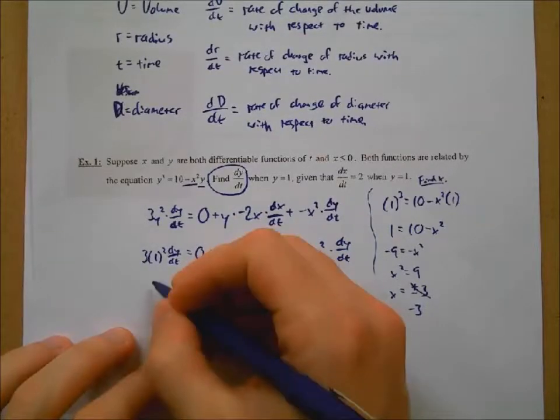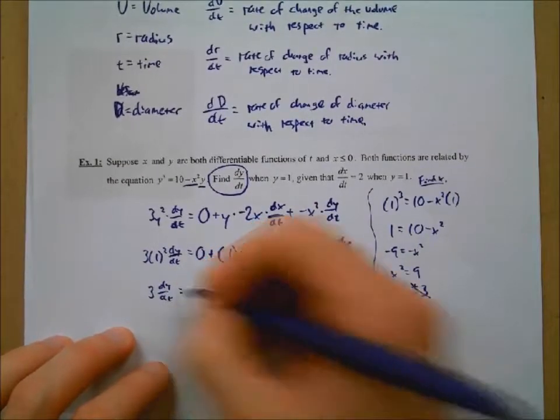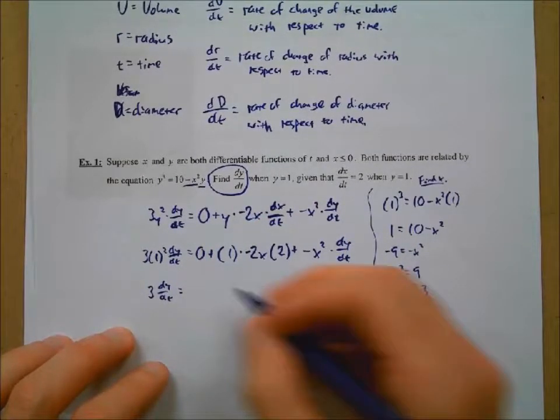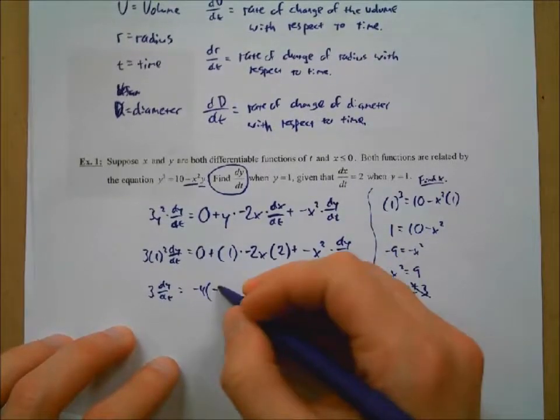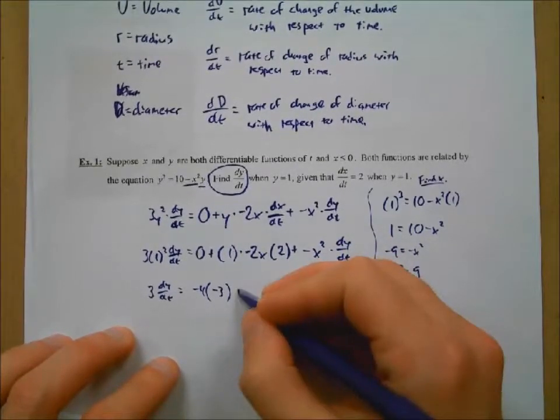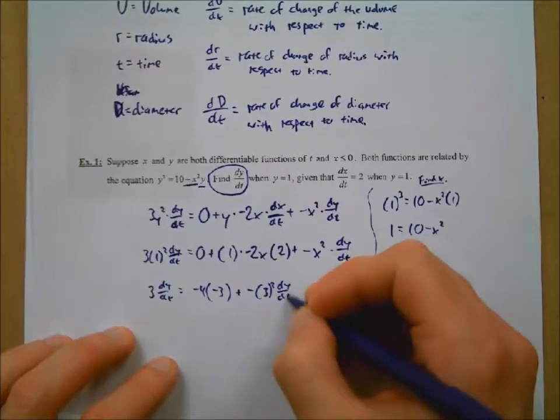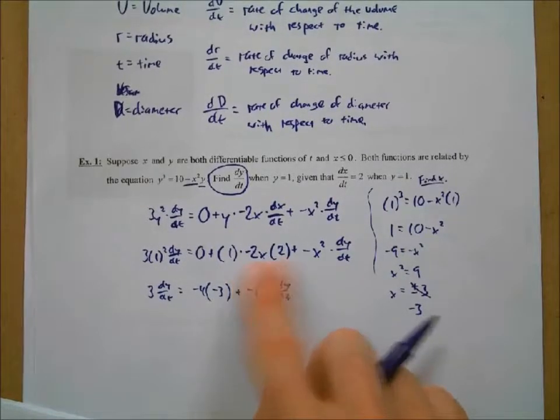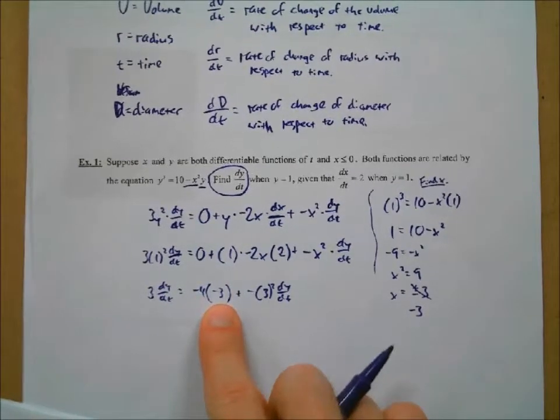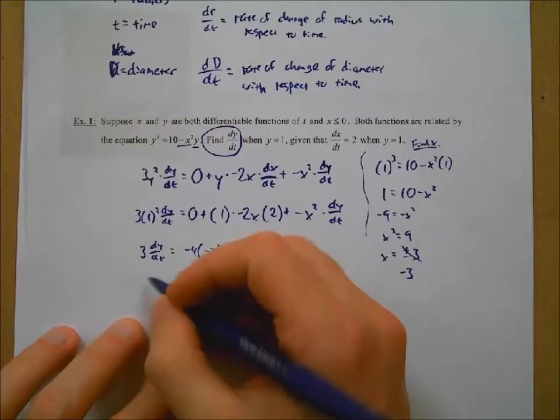All right, so now we can substitute that in. I'm going to simplify here some. So we have 3 dy/dt equals, and then let's see here, that'll be negative 4 times x, which is negative 3, plus negative 3 squared dy/dt, like that. Okay, so I multiply the 2 and the negative 2x. So it'll be negative 4 times the negative 3 from the x there. Okay, so we'll just keep simplifying here.